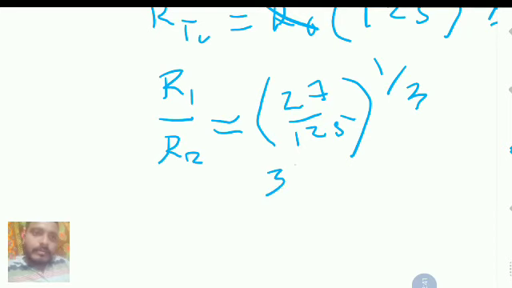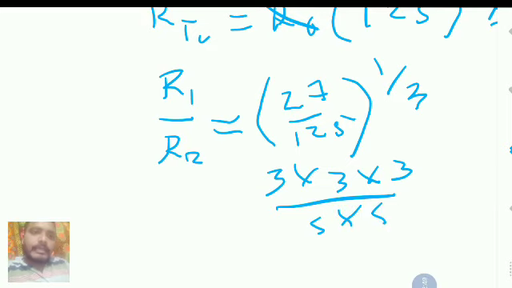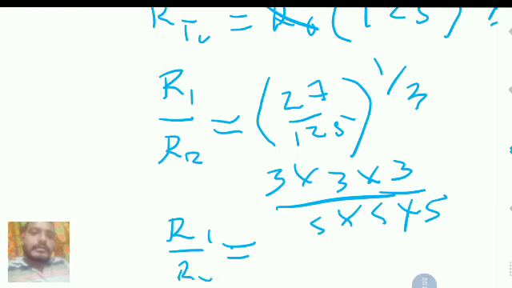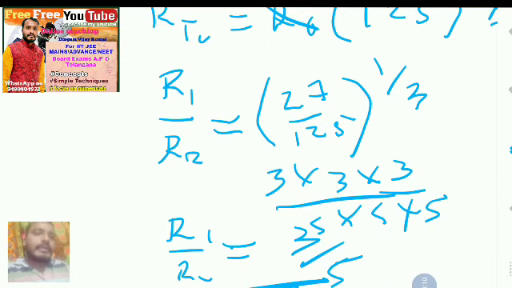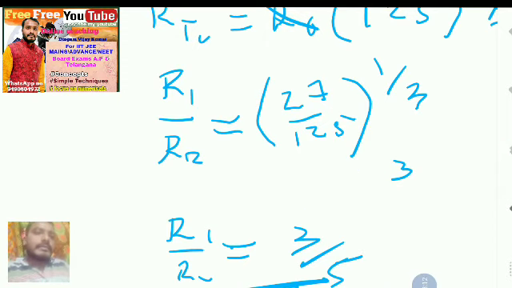This can be written as 3 into 3 by 5 into 5, whole to the power of 1 by 3. So our ratio of aluminium by tellurium is 3 by 5. It is the ratio of aluminium and tellurium, 3 by 5 is the answer.